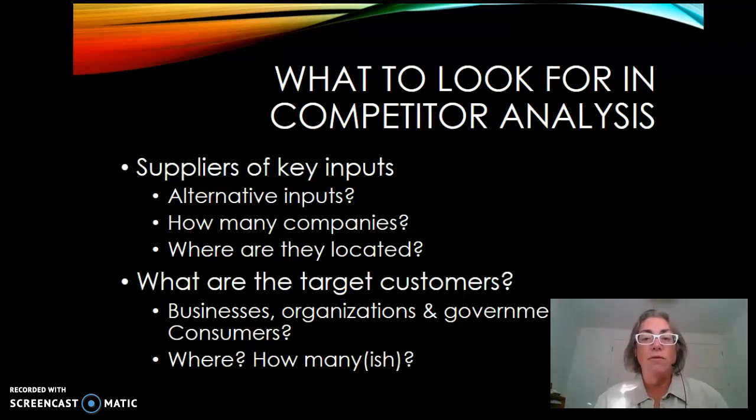Another thing to look for in competitor analysis is who are the suppliers of the key inputs? Are there alternative inputs? How many companies are there? Where are they located? Remember, I was talking about bargaining power. Here we're looking at the specific details. And then how many customers are there? Who are the target customers? Are they businesses? Are they organizations in government?